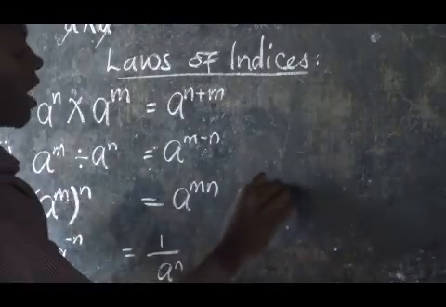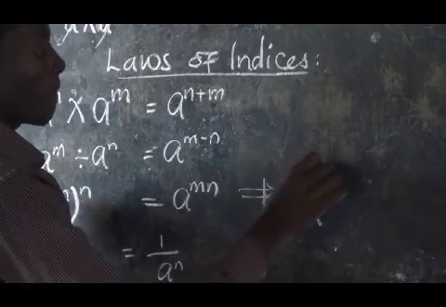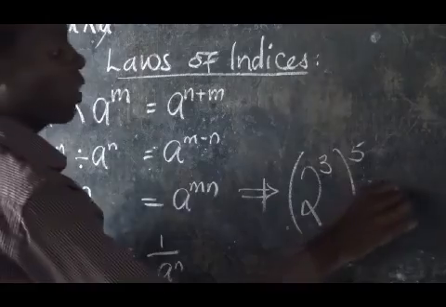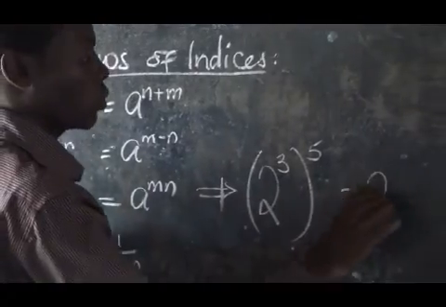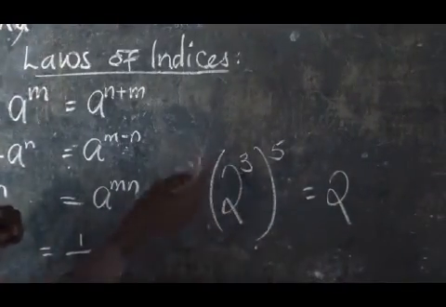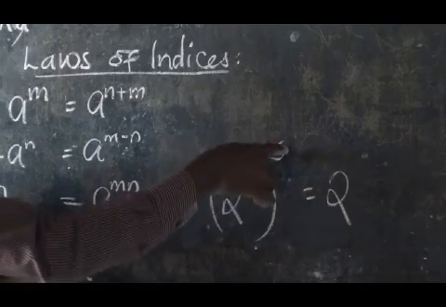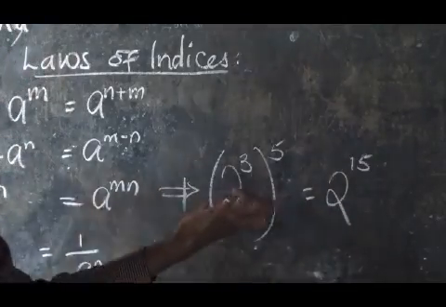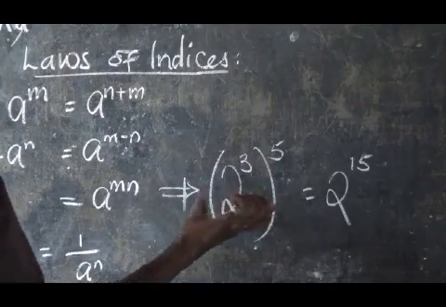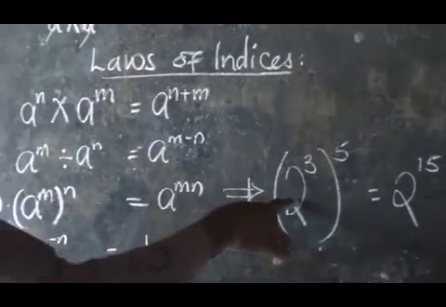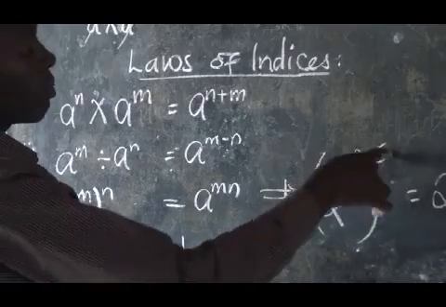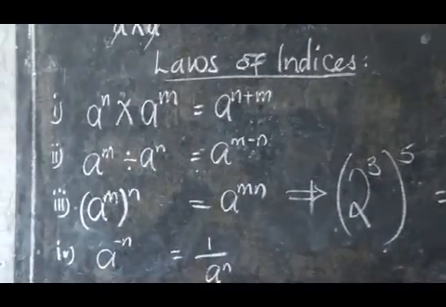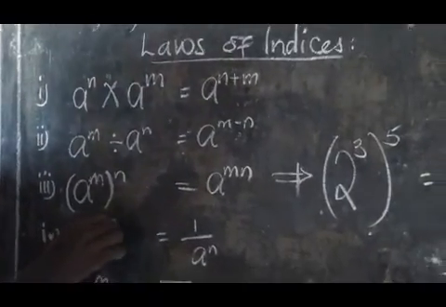For example, we may have 2 power 3, again power 5. Here, we maintain our base, which is 2. Then we power it by this multiplied by this, which is 15. This is the simplification for this. So, if we have a base and it is powered by 2 things, then it means we are going to multiply the powers.